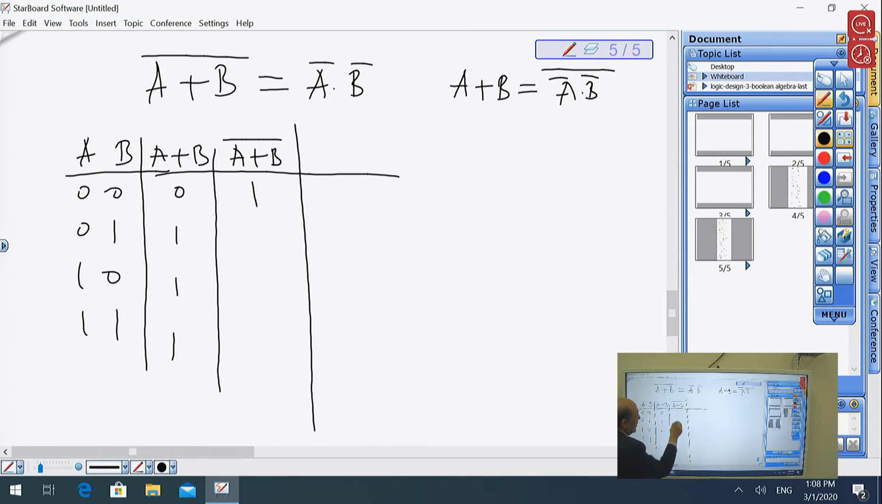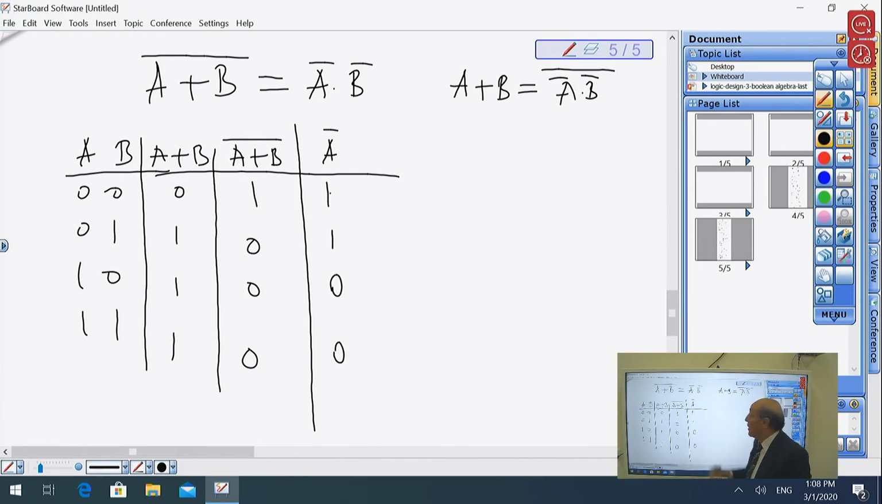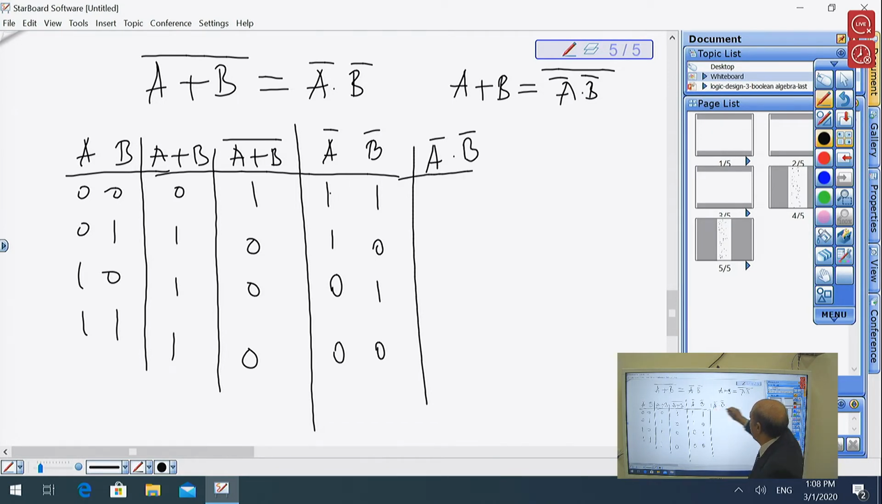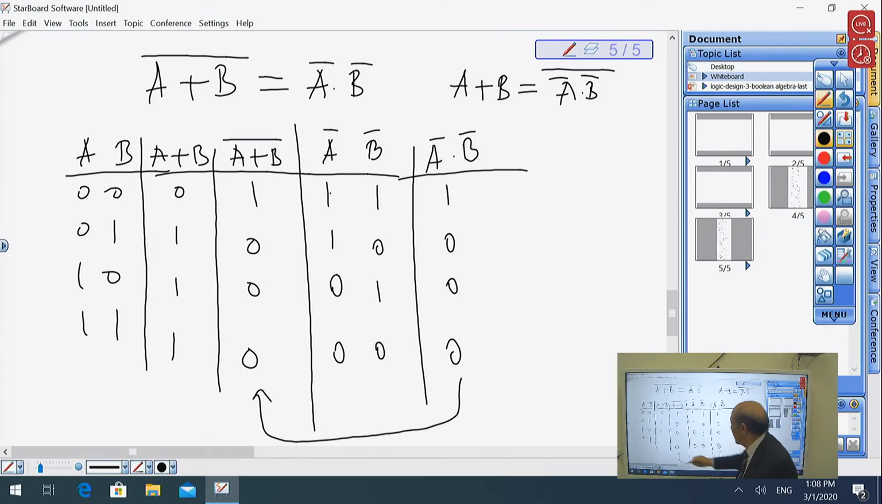So now this is 1, the left side. Now the right side, not A, equals 1, 1, 0, 0, and not B equals 1, 0, 1, 0. Now if we add them together, not A and not B, we have 1, 0, 0, 0, which is the same as here.